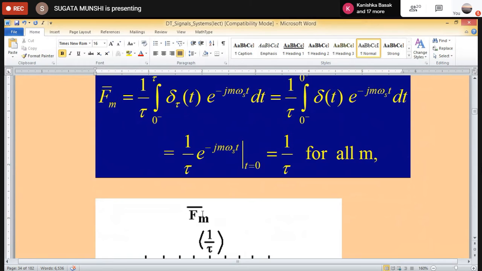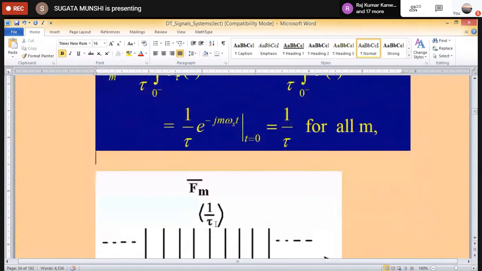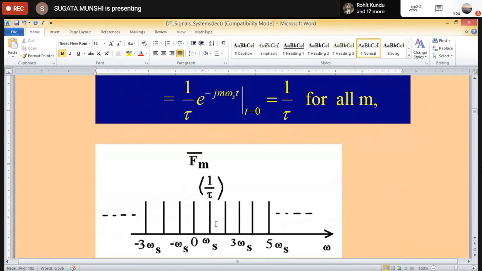So this is F m bar. It has a value of 1 by tau for all values of m. That means for all values of m omega s, or you may say integer multiples of omega s: omega s, 2 omega s, thrice omega s, etc. Same amplitude.